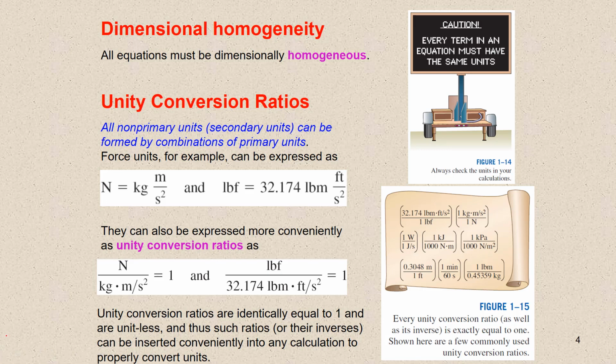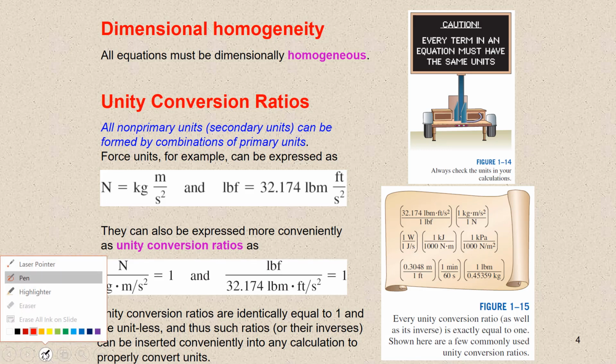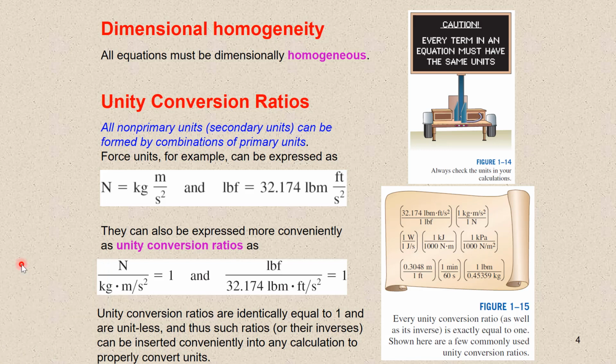So let's look at dimensional homogeneity. In engineering, all equations must be dimensionally homogeneous. That is, every term in an equation must have the same unit. If at some stage of an analysis we find ourselves in a position to add two quantities that have different units, it is clear that we made an error at an earlier stage. So checking dimensions can serve as a valuable tool to spot errors in our calculations.